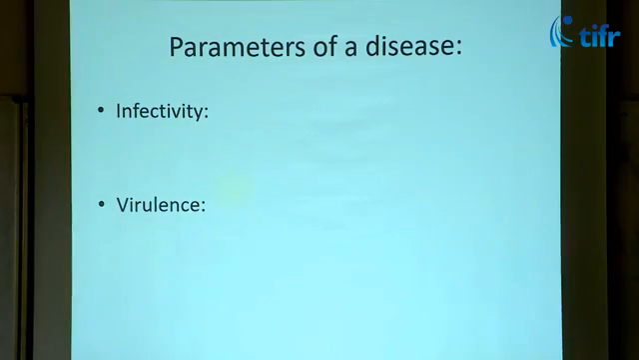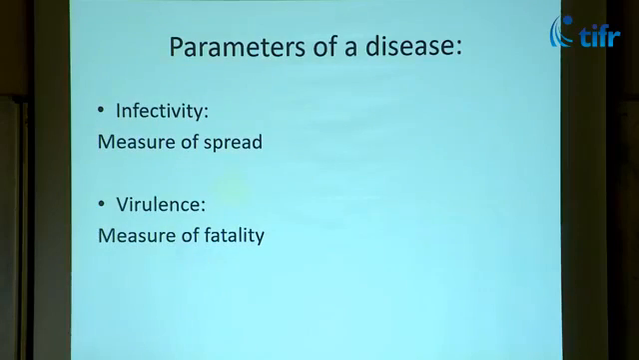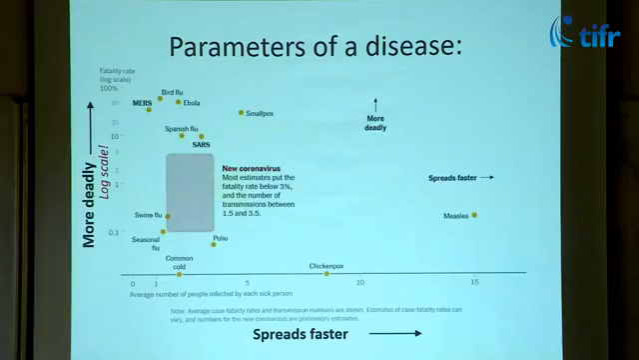We tell this by looking at 2 parameters of a disease, the infectivity of the disease and the virulence of the disease. So the infectivity is a measure of the spread, while virulence is a measure of the fatality, that is how many deaths it will cause. So infectivity means how quickly it can spread from one person to another, while virulence means how many people it will kill. So if it infects an X number of people, how many people in that X number of people will die. So this is a graph to show you how we quantify these diseases.